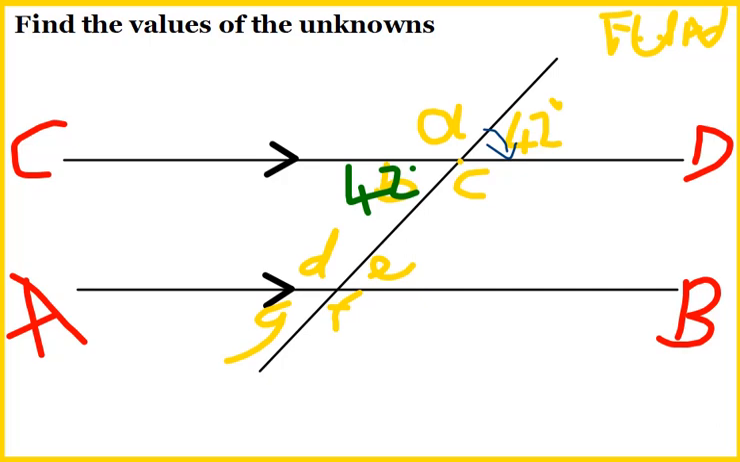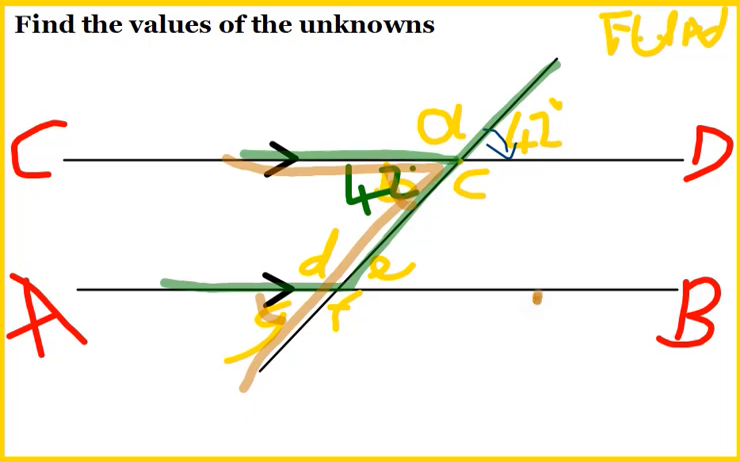And so if we have 42 degrees here and we want to use our FUN, let's see if we can spot any corresponding angles. So let's just highlight our F's. I can see an F that goes this way. I can also see an F that goes that way. So this and this is equal. I can see an F going. So let me use another different color. I can see an F going this way. So I can see that this angle here is equal to that angle there.